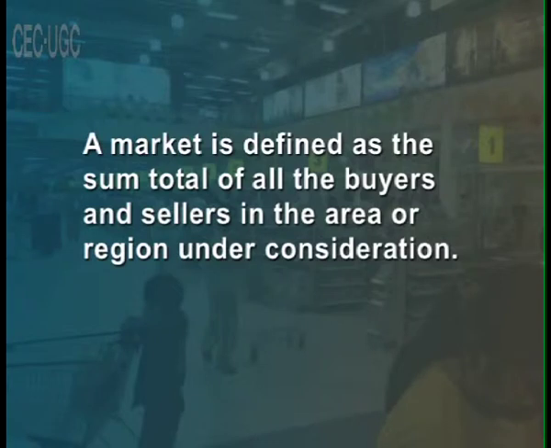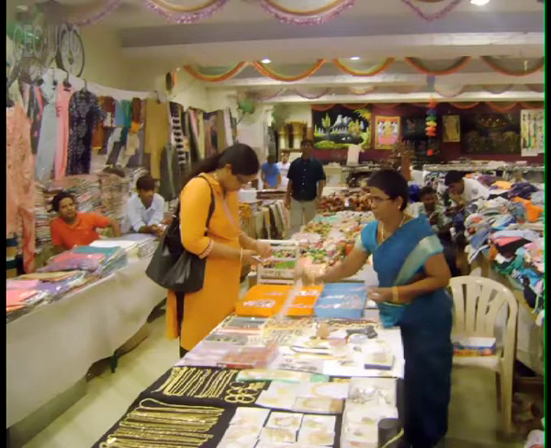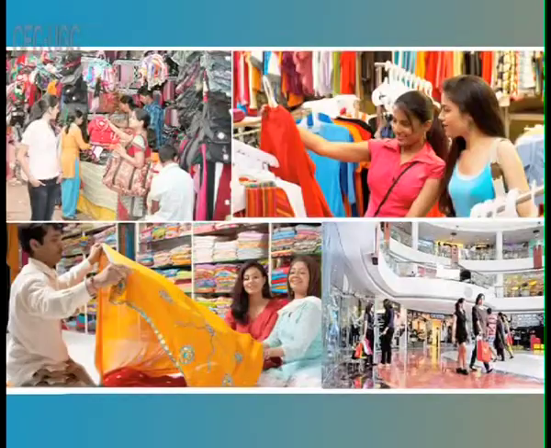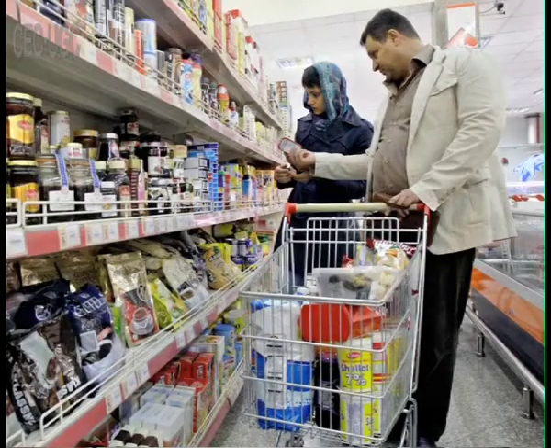A market is defined as the sum total of all the buyers and sellers in the area or region under consideration. The area may be the earth, a country, a city, or a state. The value, cost, and price of items are traded as per forces of supply and demand in a market. The market may be a physical entity or may be virtual. It may be local or global, perfect or imperfect.